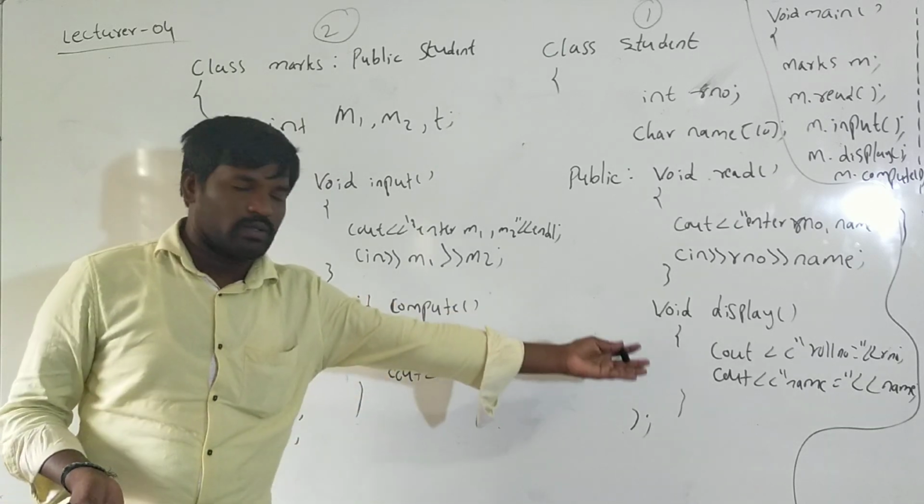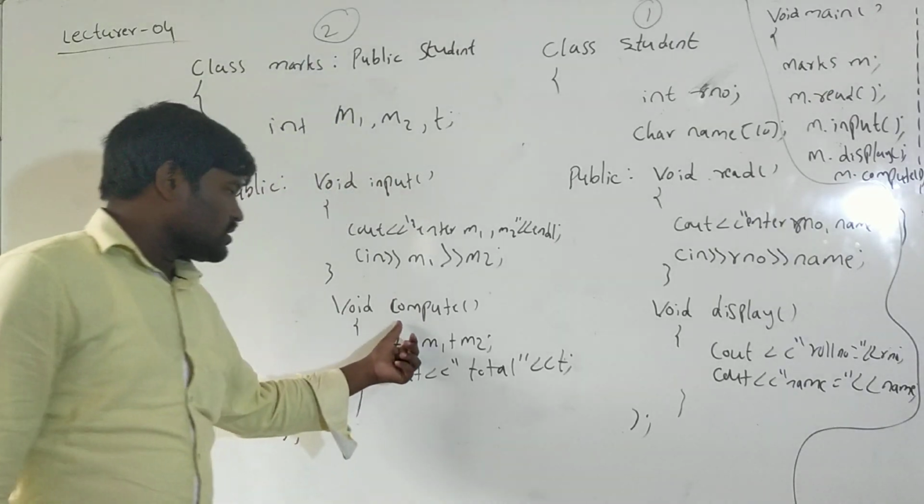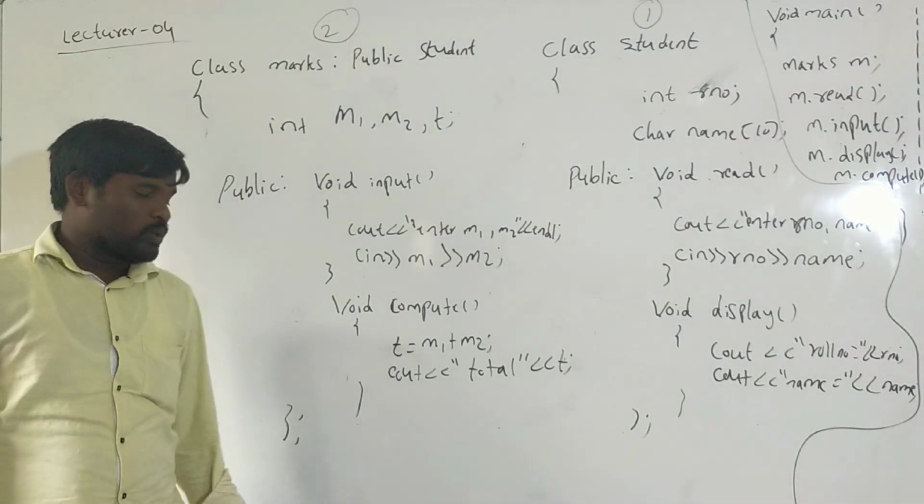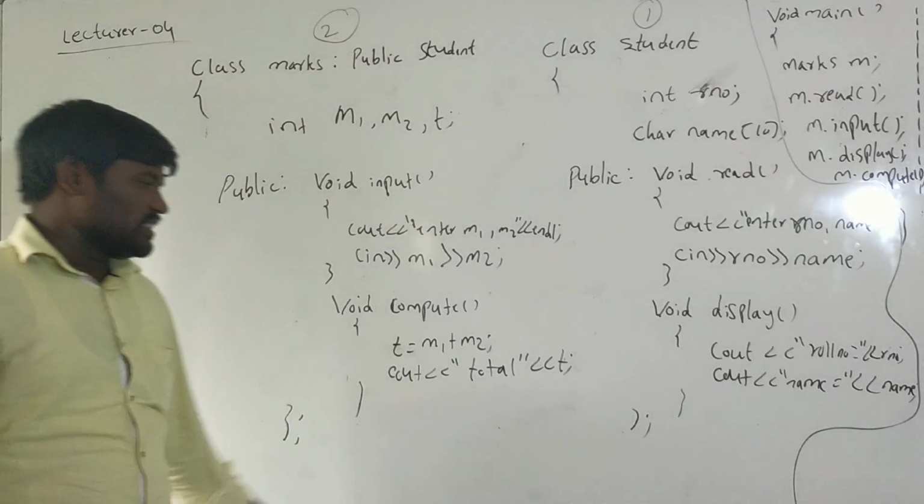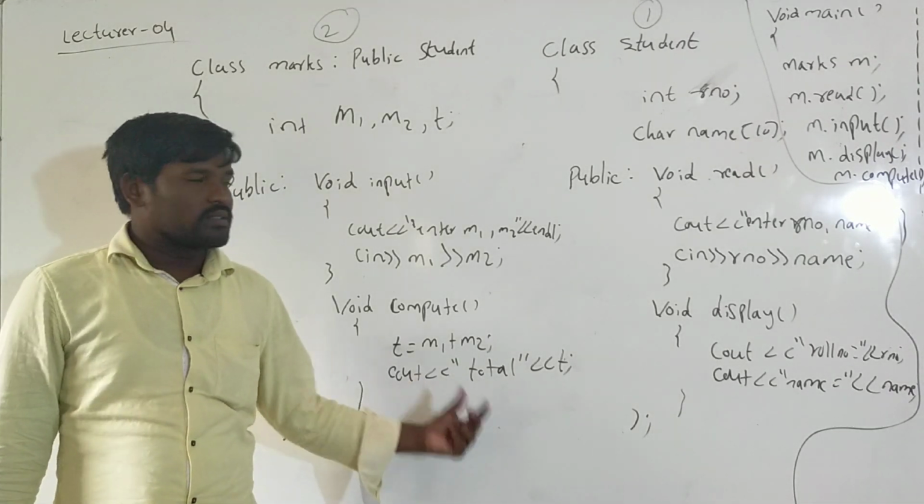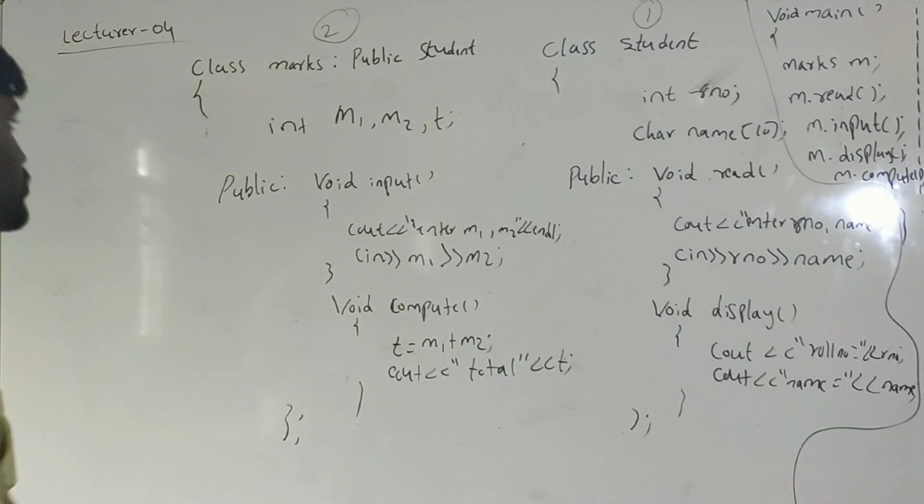First it will print the roll number and name. For that purpose I can write m dot display. After that I have to mention m dot compute. So after displaying the roll number and name, next it will print the total. Okay, so this is the single level inheritance.